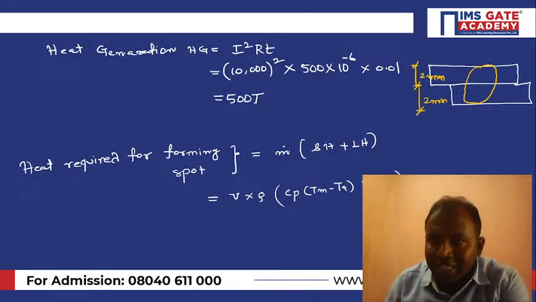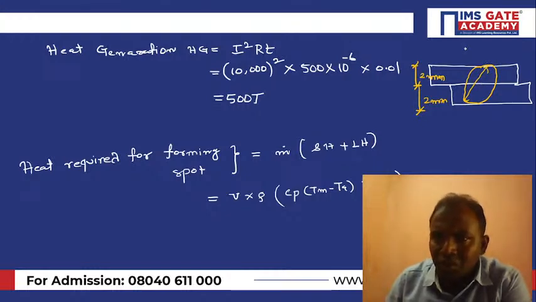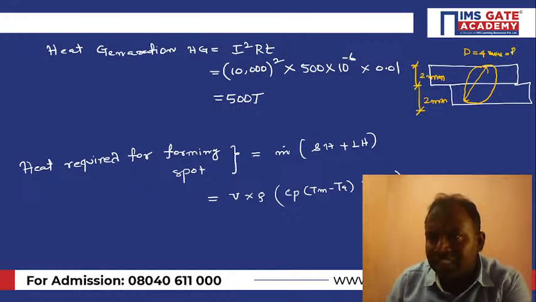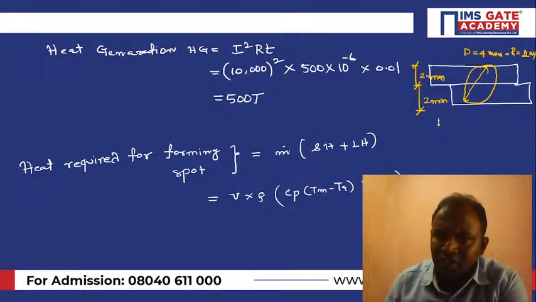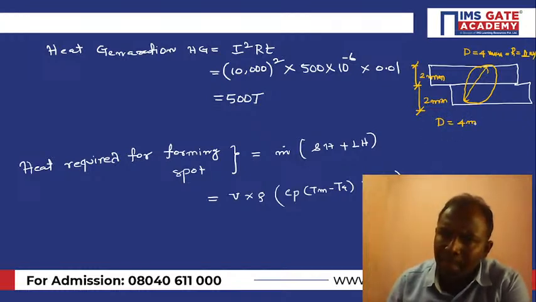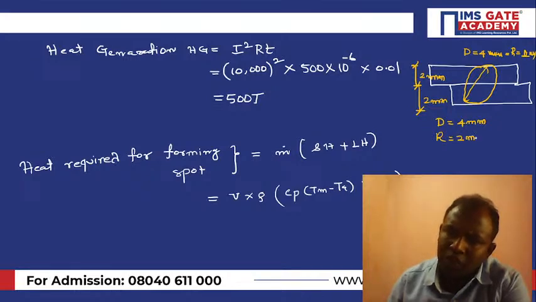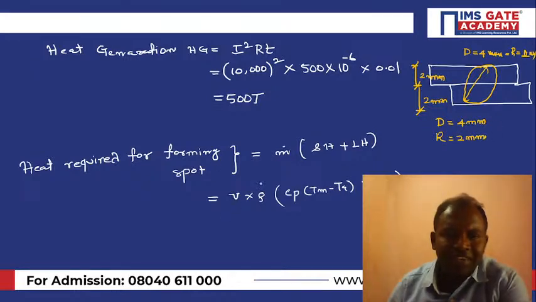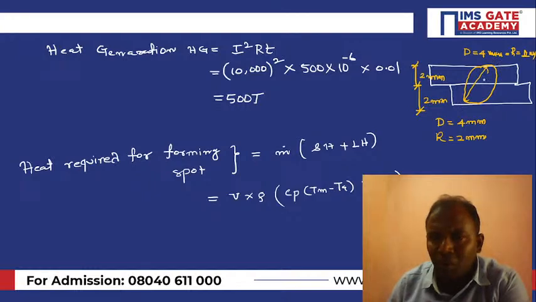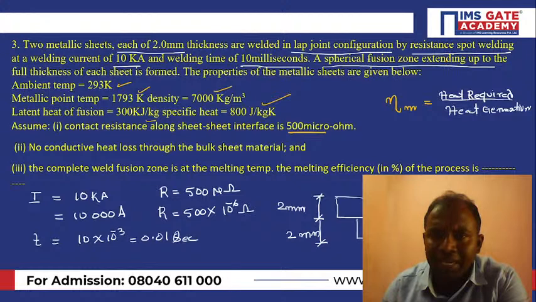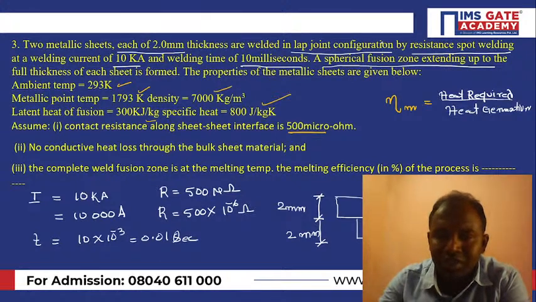Now here is the diameter of the spherical shape. So what is the diameter here? The diameter is going to be 4 mm, so the radius is 2 mm. Okay, so diameter equal to 4 mm and radius equal to 2 mm. Now all this is given, right? So how can we calculate the volume of this nugget? In the problem they mentioned it is a spherical fusion zone, that is a spherical shape.